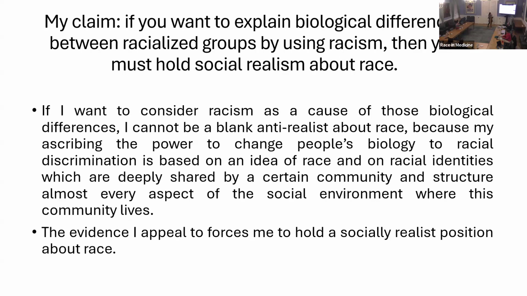So my claim is that if I want to consider racism as a cause of those biological differences, I cannot be a radical anti-realist about race, because my ascribing the power to change people's biology to racial discrimination is based on an idea of race and on racial identities, which are deeply shared by a certain community, and they structure almost every aspect of the social environment where the community lives. So the evidence I appeal to forces me to hold a socially realist position about race.